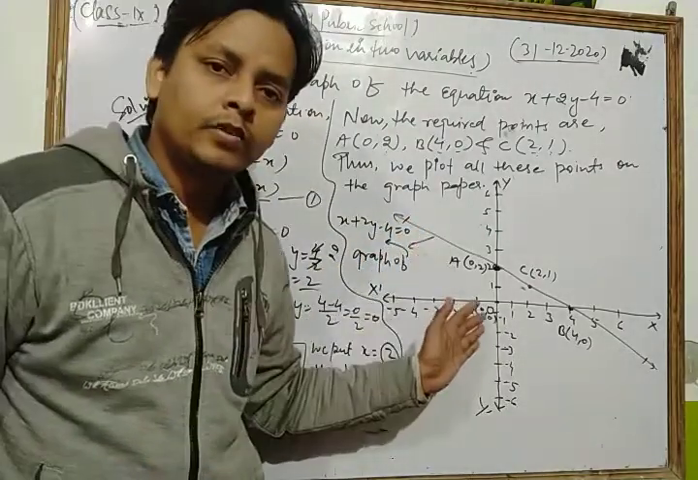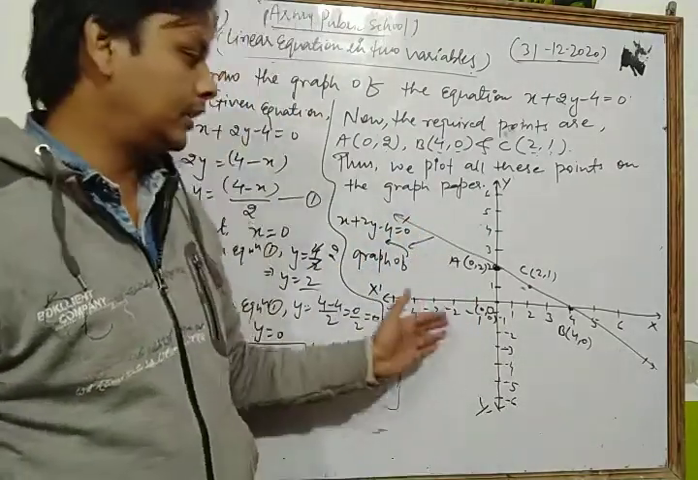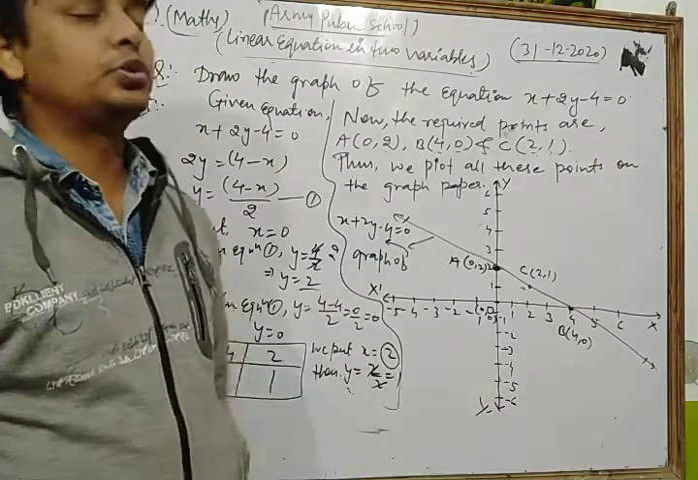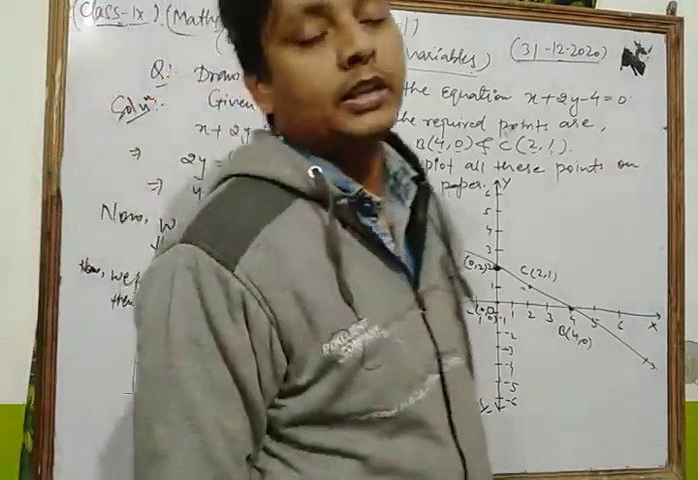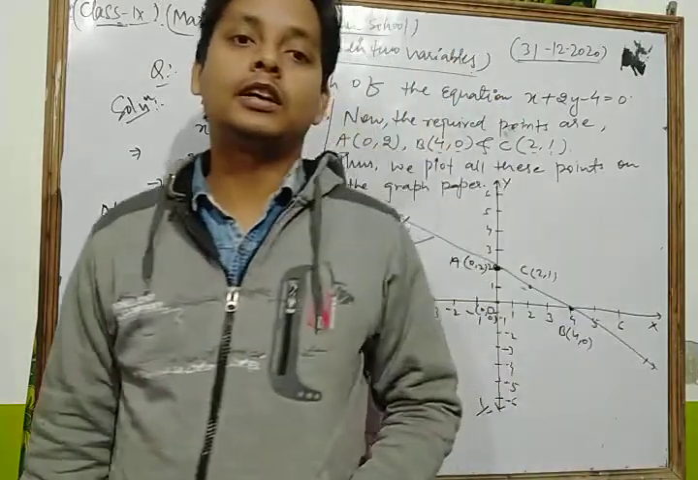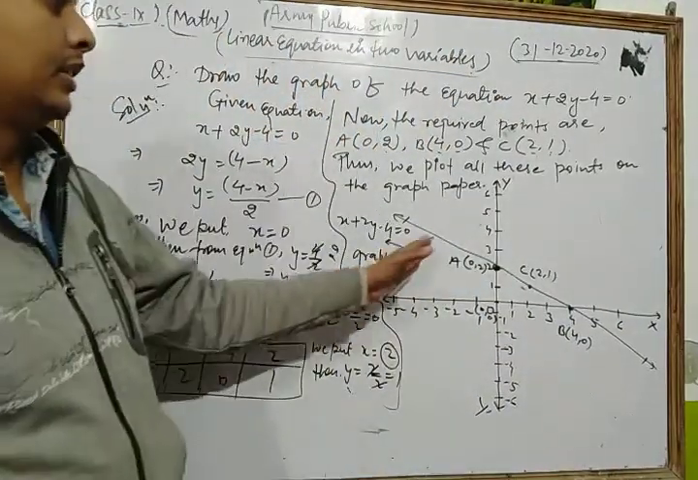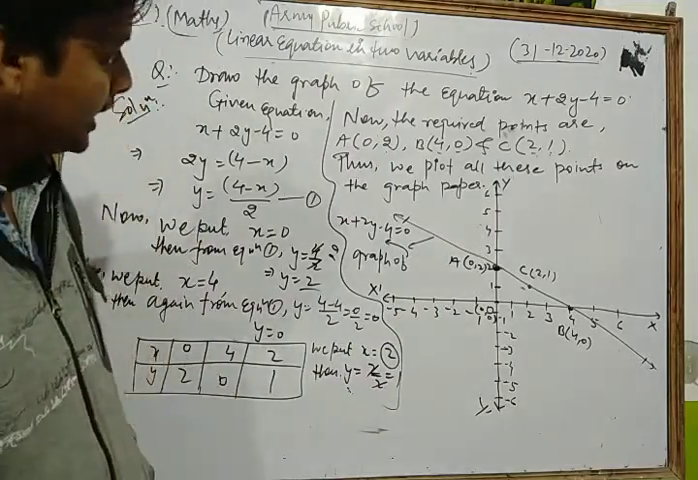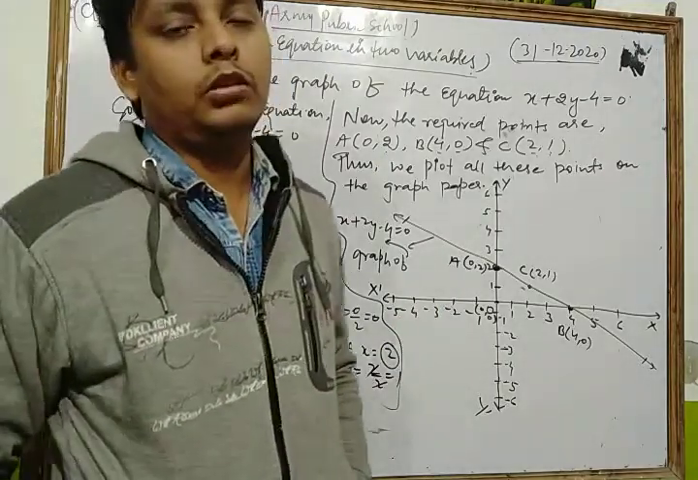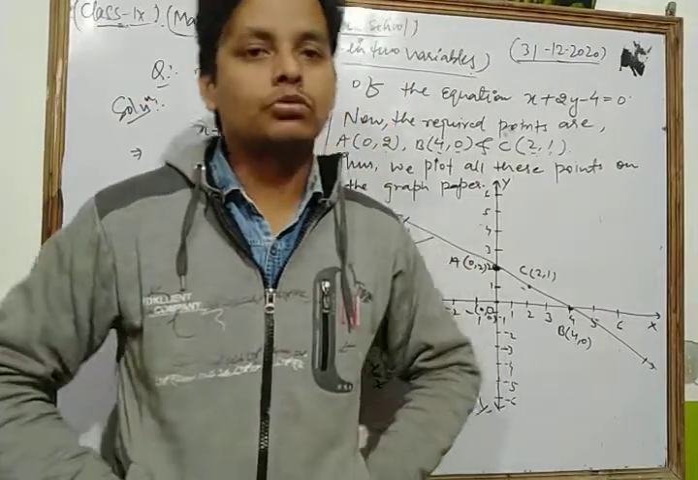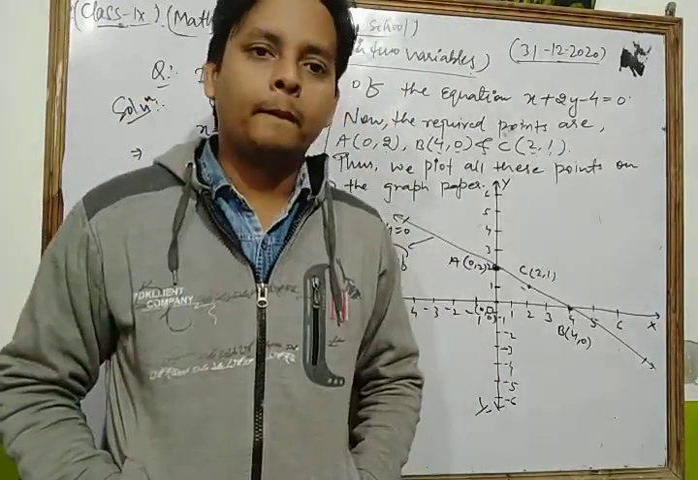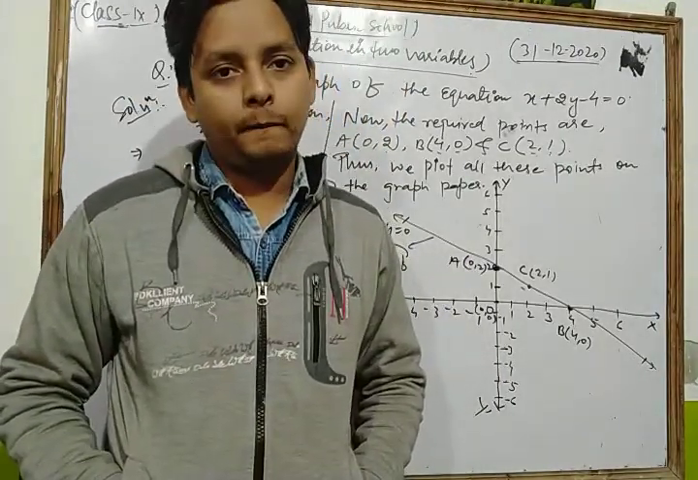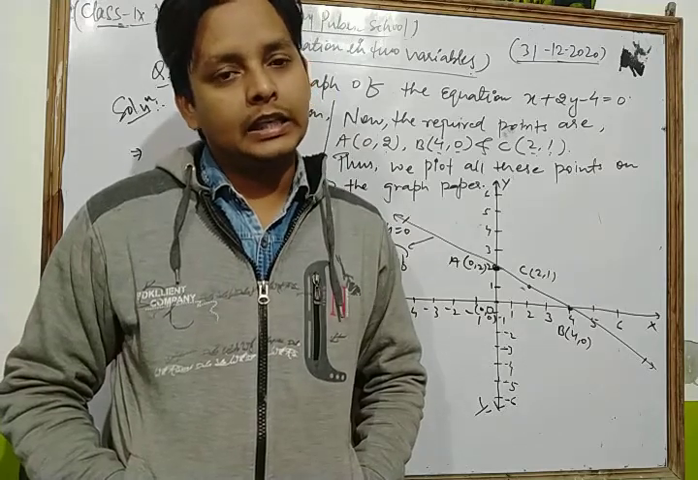So in this way, we can say that, dear student, the graph of a linear equation in two variables always represents what? A straight line. So it is clear from this question. Thus, dear student, in this way, you can solve each and every question of your NCERT exercise based on the topic graph of linear equations.